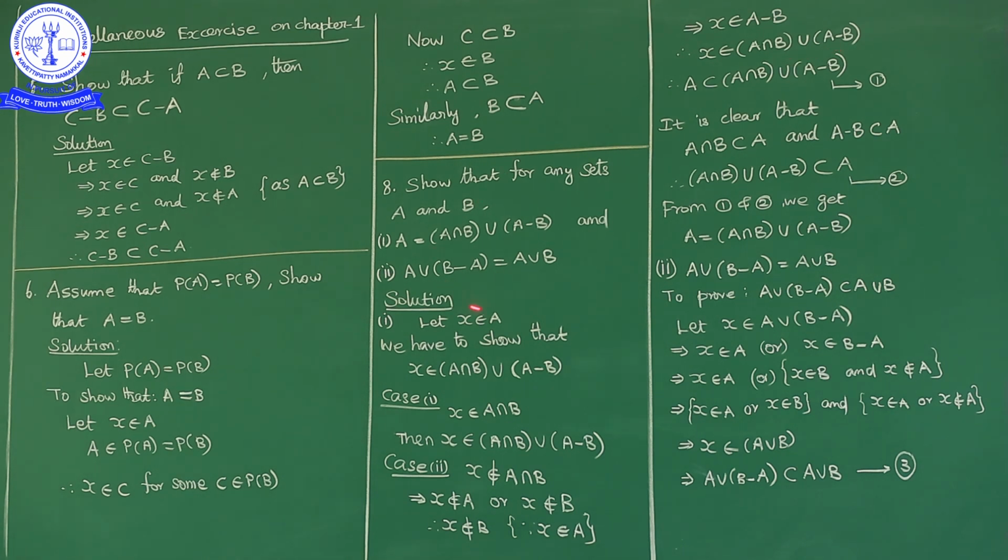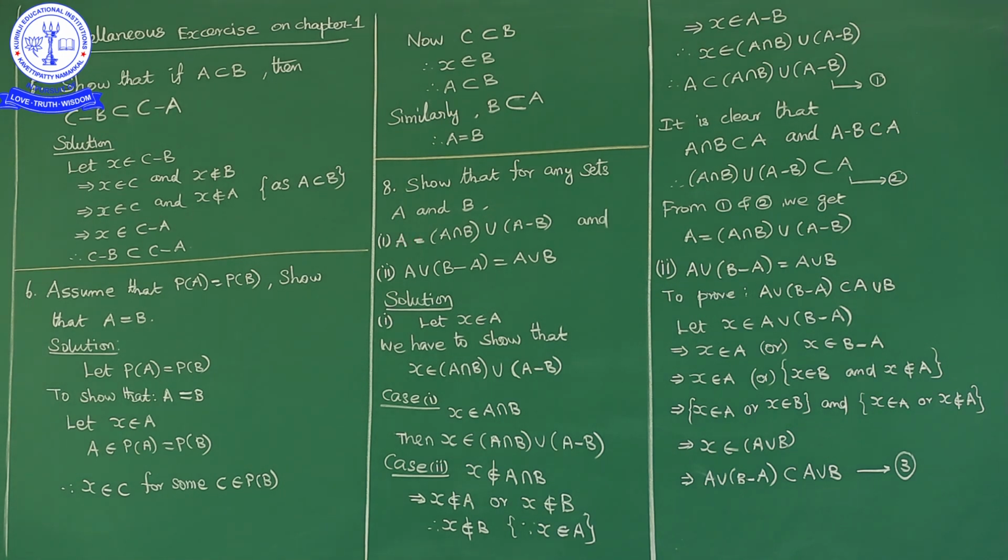Either this case or this case, we are able to prove that x is an element of (A intersection B) union (A minus B). So A is a subset of (A intersection B) union (A minus B). So this is one. Next, we will prove that (A intersection B) union (A minus B) is a subset of A.